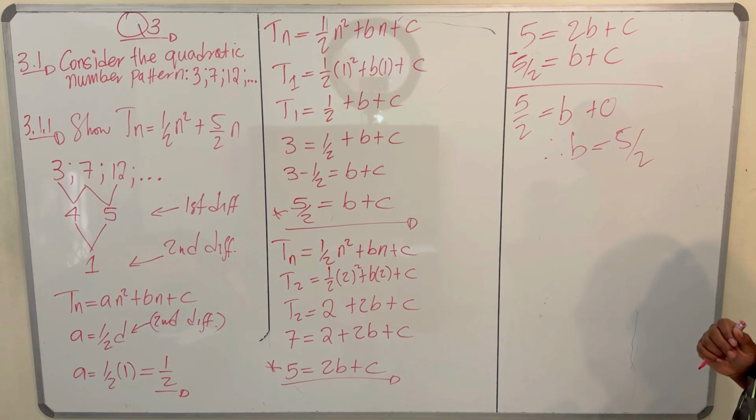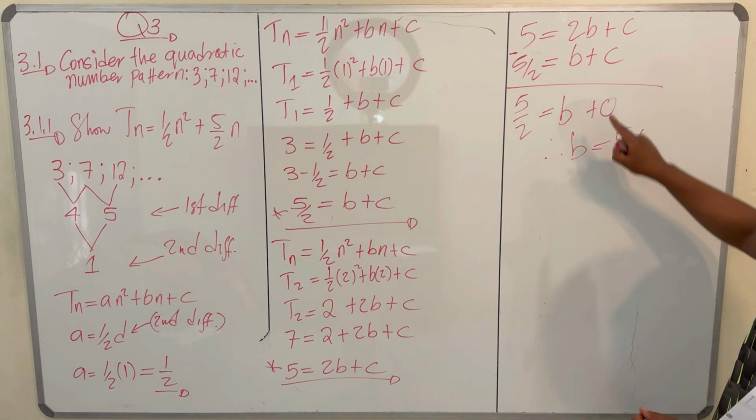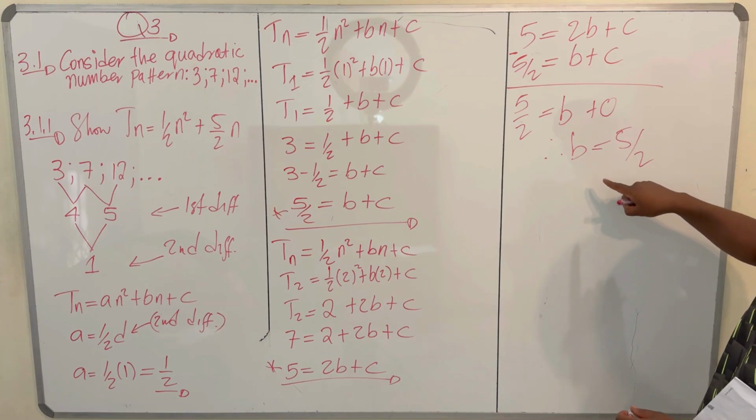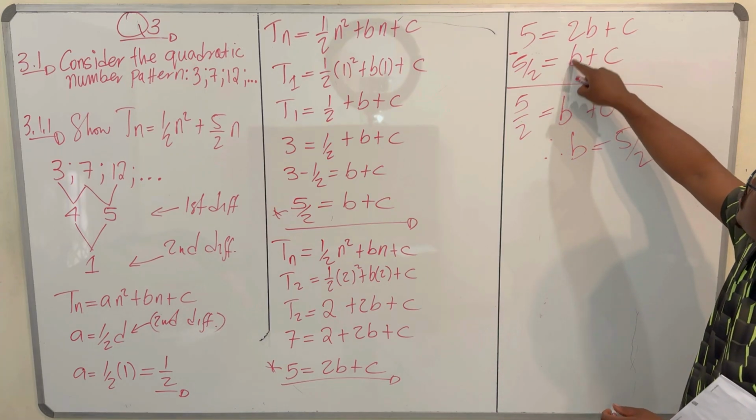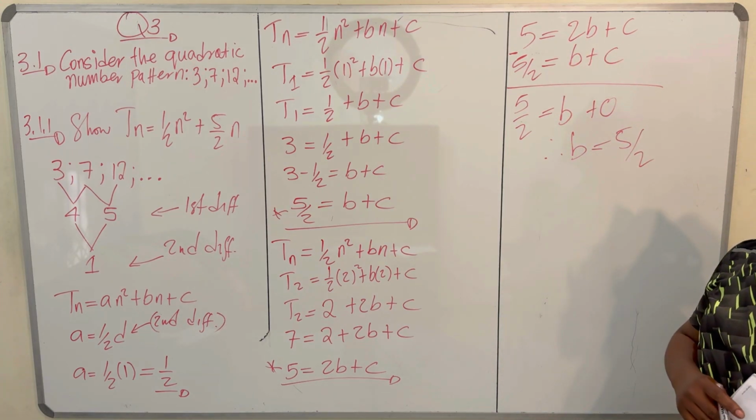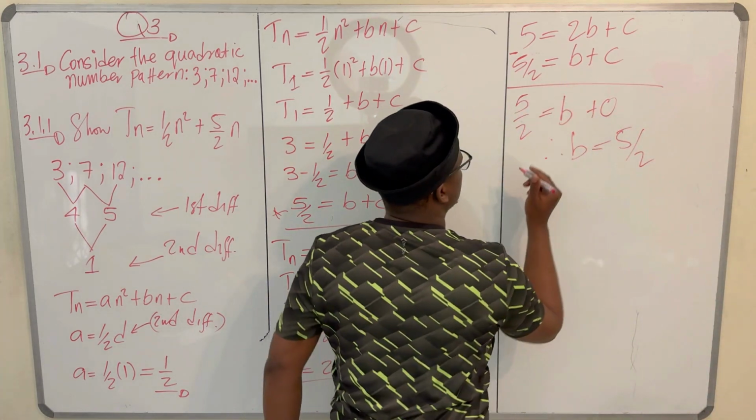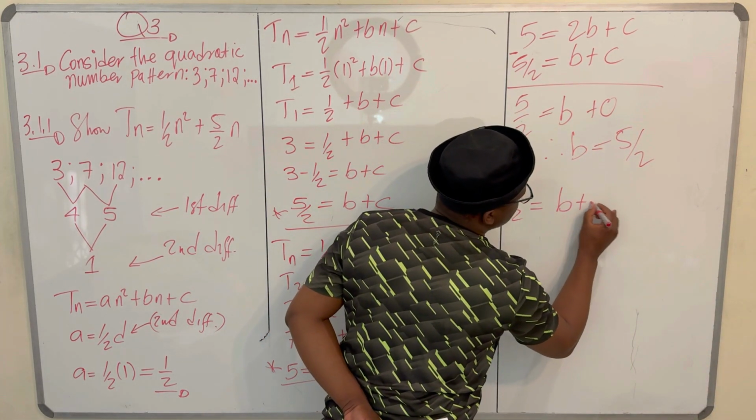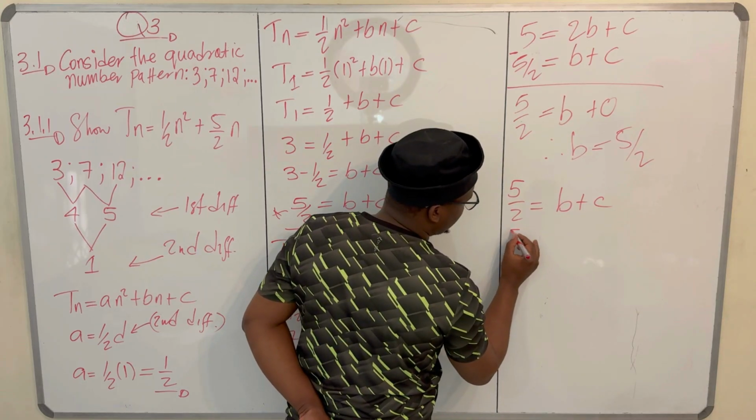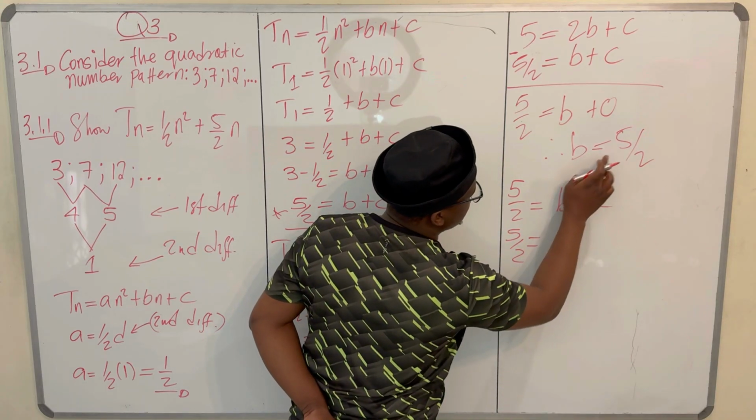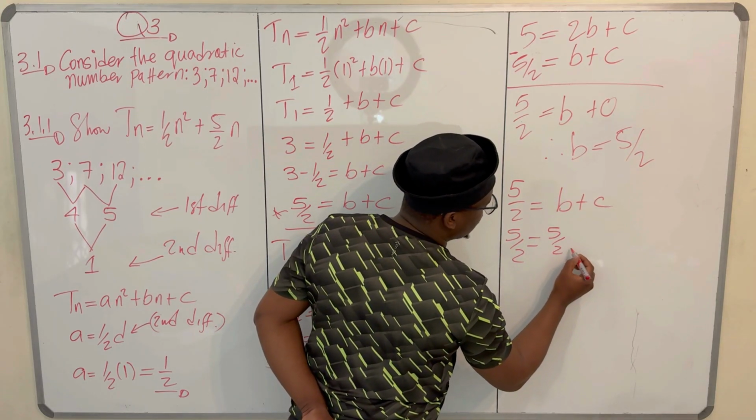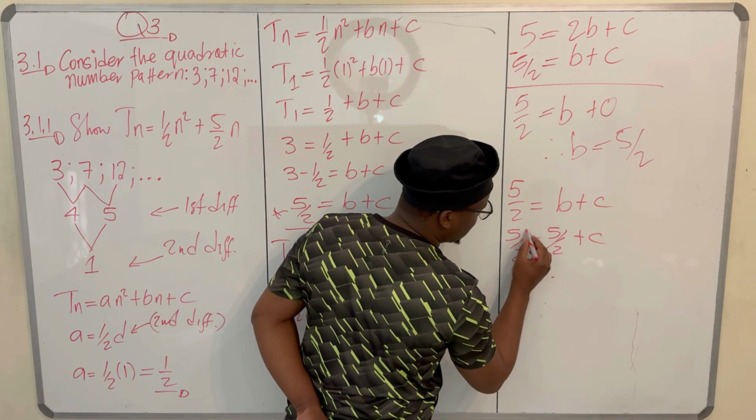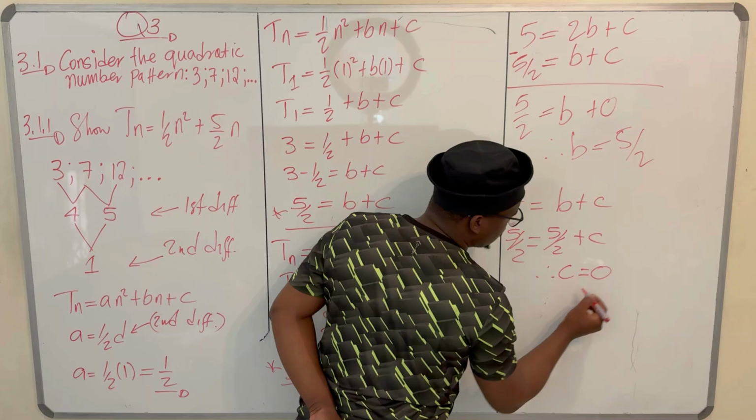Right? No problem. Then what we're missing is a C. So to find the value of C, you can take this B, substitute on the first equation or the second equation, and then solve for your C. So I'm going to take this one. So I said 5 over 2 is equal to B plus C. What is B? B is 5 over 2. So 5 over 2 is equal to 5 over 2 plus C. Therefore, take this to the other side, so these two will cancel out. You get that your C is equal to 0.